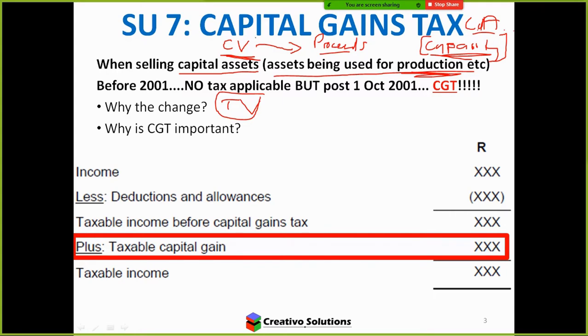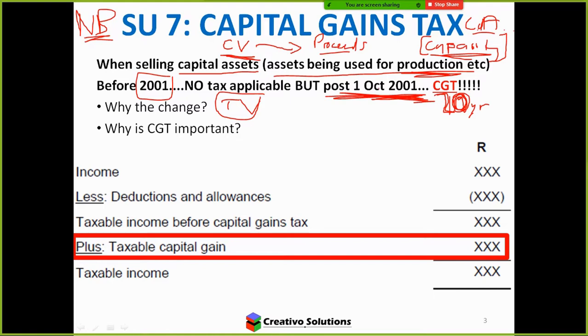What's going to happen? Well, this is going to kick in, and this only applied post 1st October. Before 2001, there was no CGT. So CGT is relatively new. 19 years is not a lot of time. Actually 20 years, we're in 2021. So 20 years ago, October the 1st, 2001. It'll almost be 20 years. This year, October, will be 20 years.